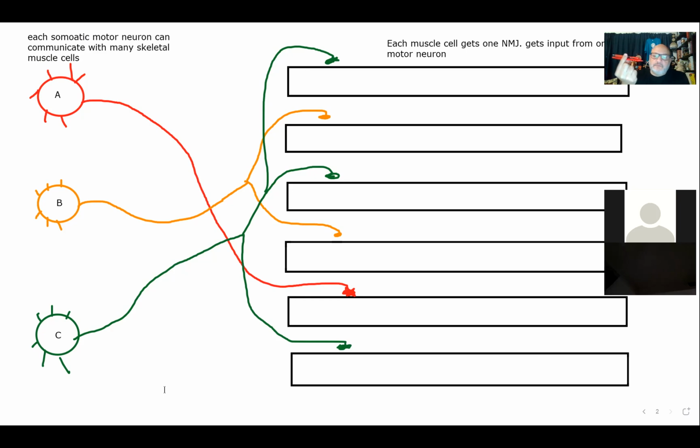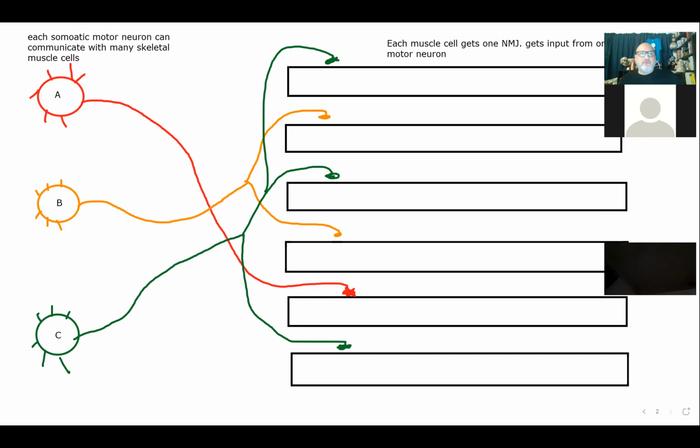A and B. Well, do I need to use A and B? If I used A and B together, wouldn't that give me 3 muscle cells worth of force? Just B, exactly. If I use just B, that will allow me to lift 2. What if I want to lift 3? That would be C. Yeah, then I could use C.